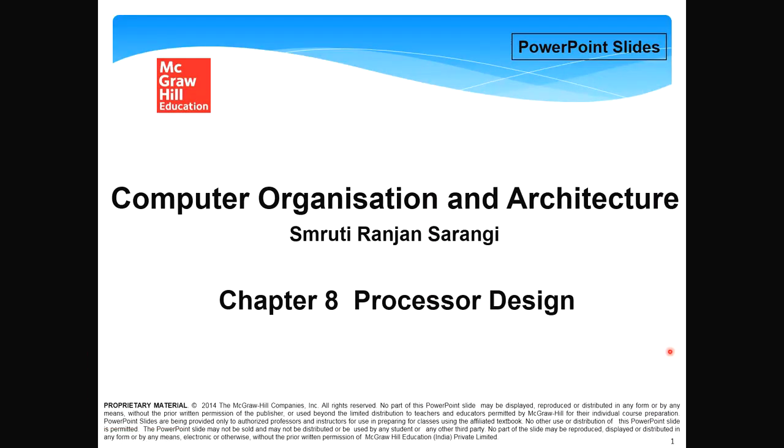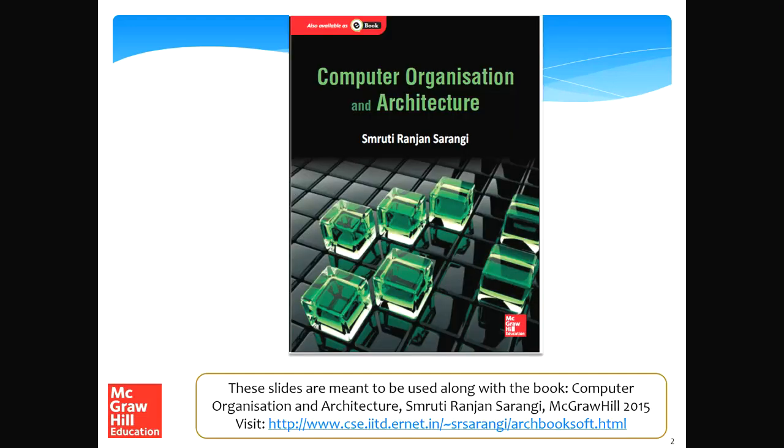Welcome to chapter 8. Finally, we are going to enter the gates of real computer architecture. Real computer architecture means that we will actually look at designing a processor. This is part of chapter 8 of the book Computer Organization and Architecture, published by McGraw-Hill in 2015. The important feature of this chapter is that we will look at designing a full working processor for the simple RISC instruction set from scratch.